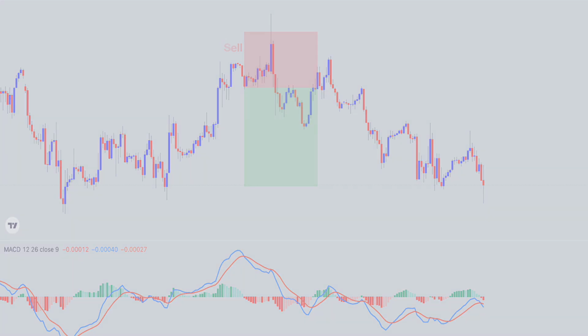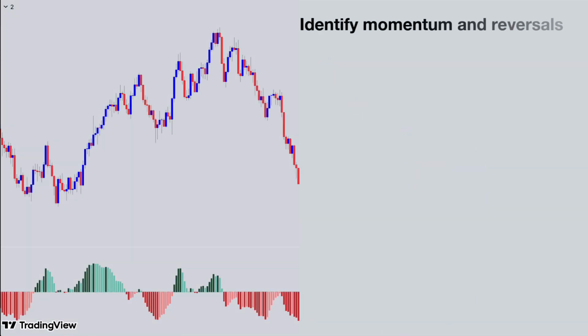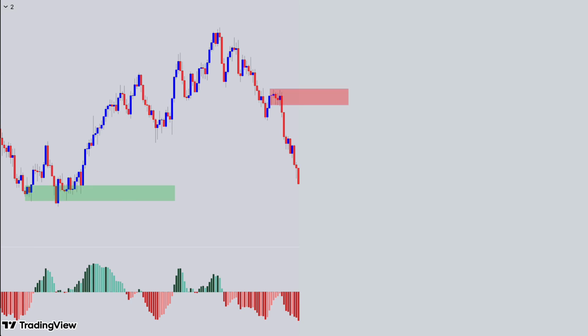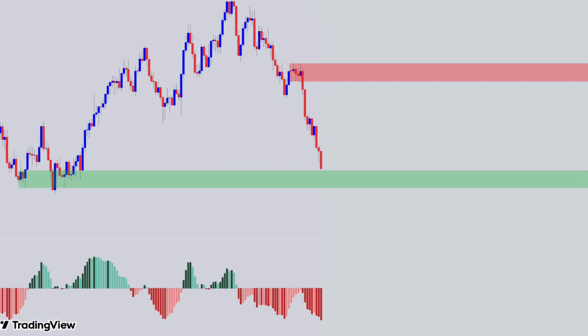Now let's talk about identifying momentum and reversals. The MACD's histogram is especially helpful in these situations. When you're checking out support or resistance levels, it's super helpful to see how the price moves towards them. Ideally, you'd spot some big clear moves with long solid candles. These are the signs that could lead to a potential reversal.